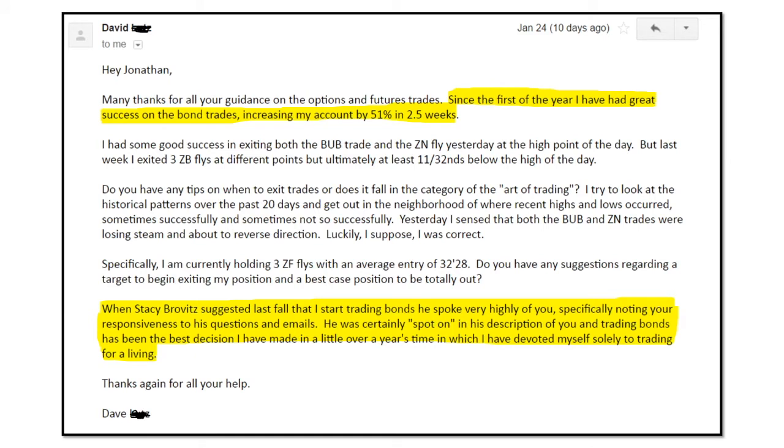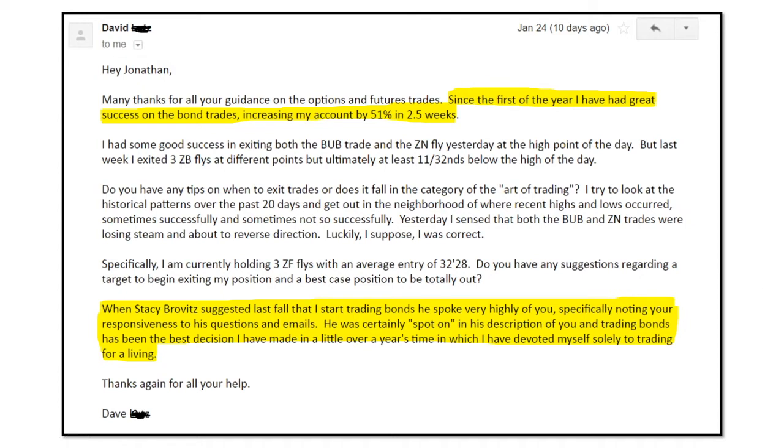Go over the possibility of this trade. I want to share a client, Dave. He's had phenomenal success with this trade in just 2 short months, since the beginning of January. When he sent me this email, he was up 51% in his first 2.5 weeks. And now he's up 90% just by trading bond flies.